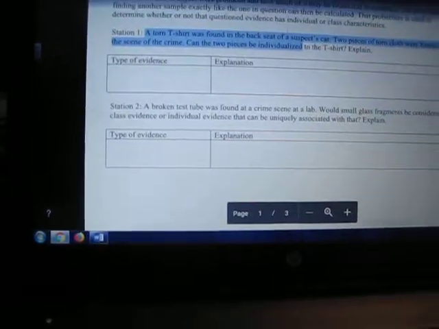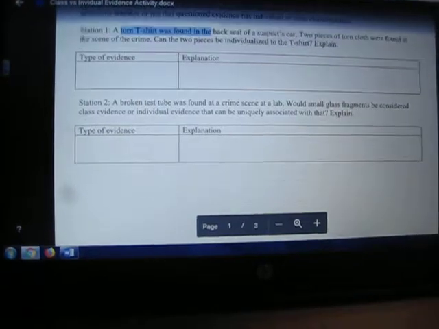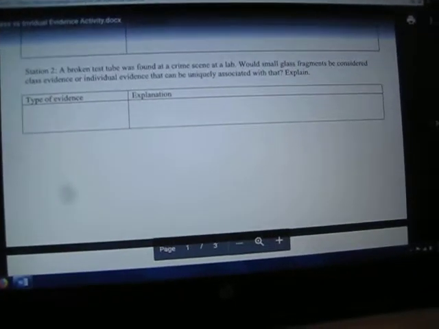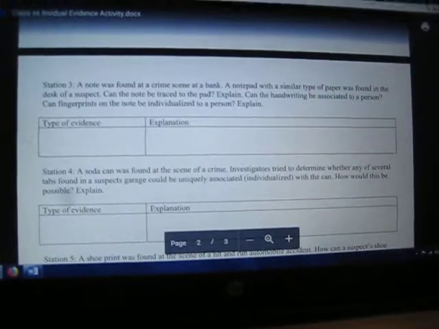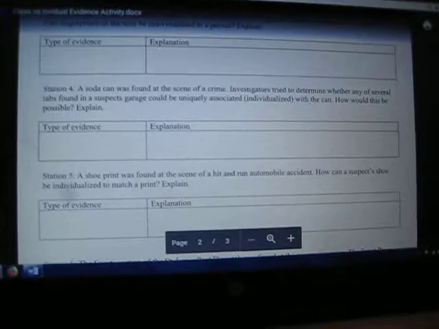So you should find a torn t-shirt that has 2 pieces of torn t-shirt that go with it. You should find a broken test tube with another bag that has glass fragments. You should find a note found at the crime scene, and then the pad that the note came from. They should all be kind of jumbled and stacked in there somewhere.